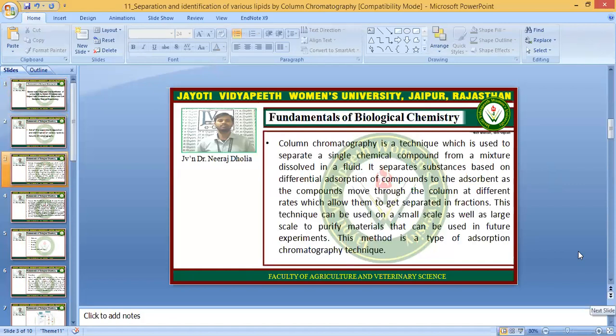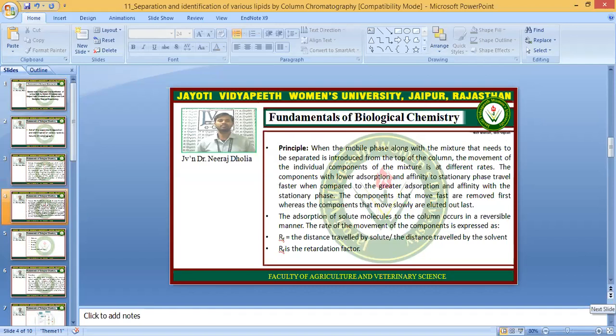So what is column chromatography? It is a technique which is used to separate a single chemical compound from a mixture dissolved in a fluid. So it separates substances based on differential adsorption of compounds to the adsorbent as the compounds move through the column at different rates, which allows them to get separated in fractions. This technique can be used on a small scale as well as a large scale to purify materials that can be used in future experiments. So this method is a type of adsorption chromatography technique.